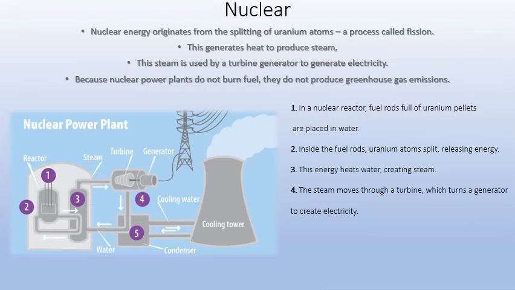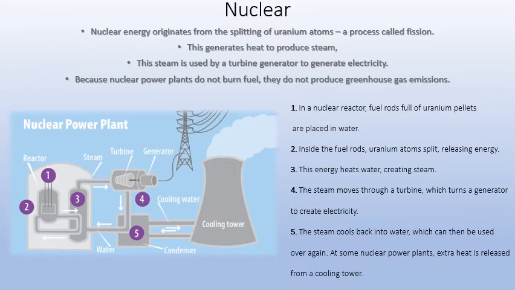The steam moves through the turbine, and the turbine will start to rotate. So it's just like wind. When you blow on the blades of a fan, it starts moving. Or when you have a toy fan in your hand and you start blowing on it, the blades start rotating. The same way steam also acts like wind. When it flows into the blades of a turbine, it starts rotating, and this rotation turns the generator and creates electricity. The steam cools back into water, which can be used over again.